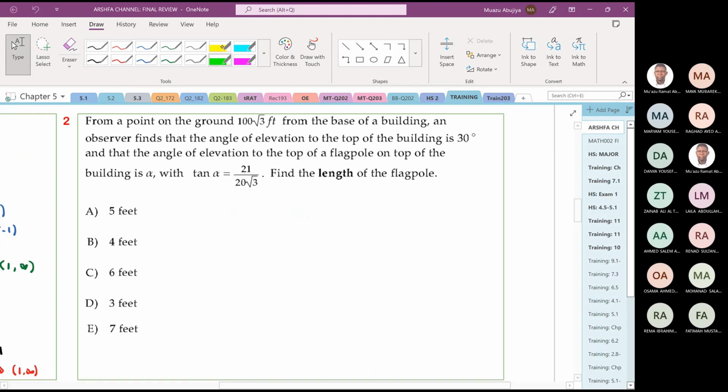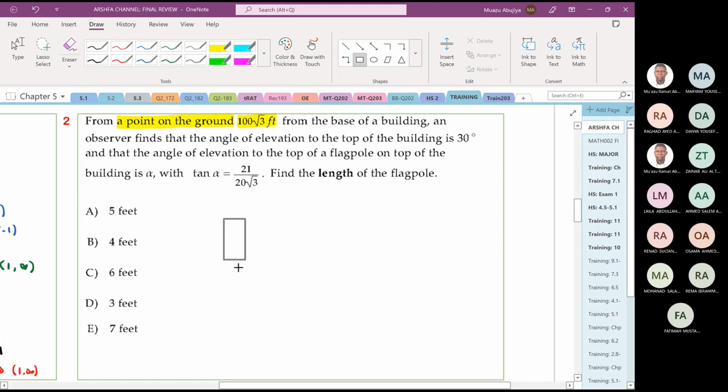Now here, what do we have? It says, from a point on the ground, 100 root of 3 feet from the base of a building. So we have a building, and then we have, okay, let me just make a rough sketch. So let's say this is our building, for instance. My picture may not be accurate, but it is just something to work with.